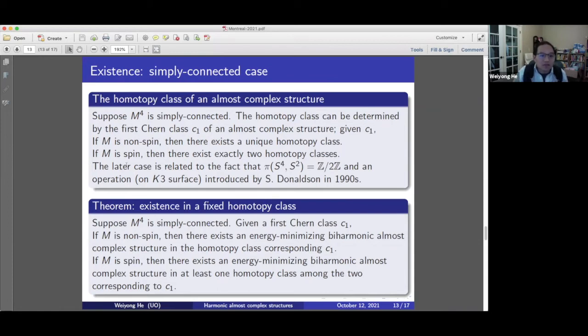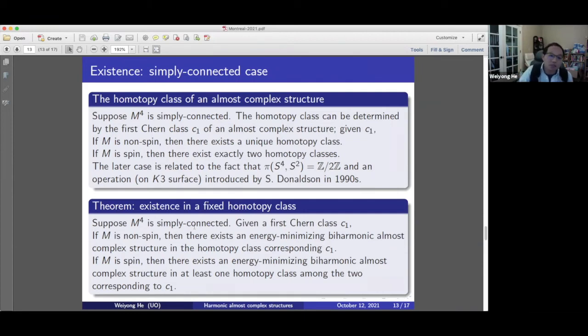So this is related to the fact that π_4(S^2) is Z mod Z_2. Because the almost complex structure is a section of a twisted bundle on M^4, the fiber is actually S^2. That is why this group comes into play. And Dessai in the 1990s constructed this operation on the K3 surface. So the K3 surface in particular is spin, so there will be exactly two homotopy classes, as we know, corresponding to a given first Chern class.